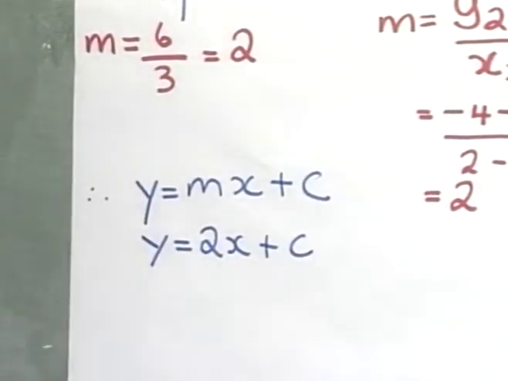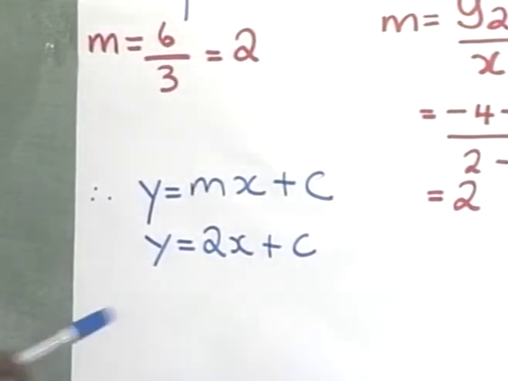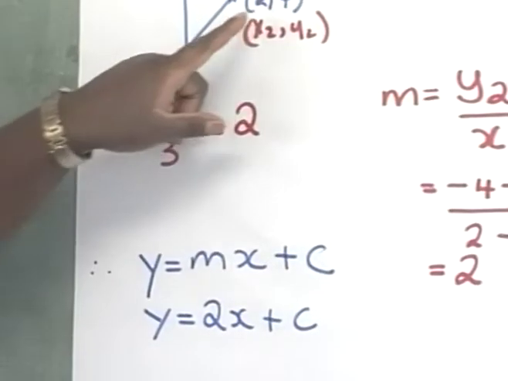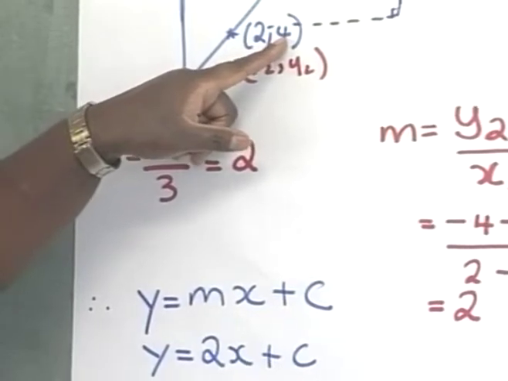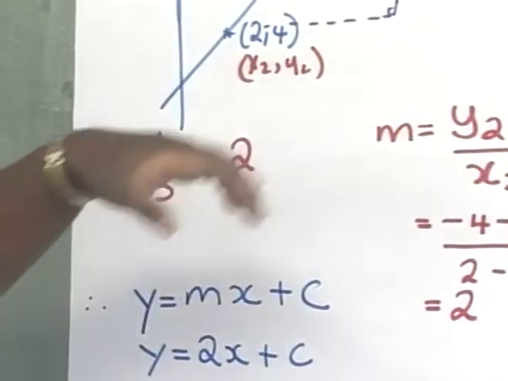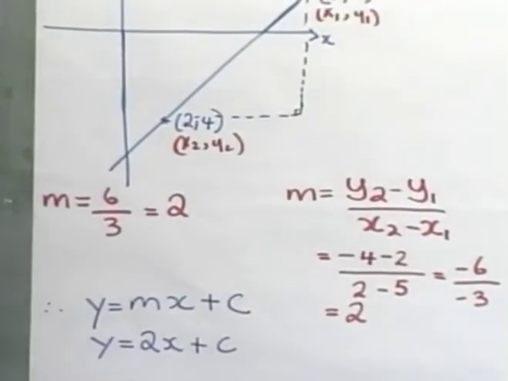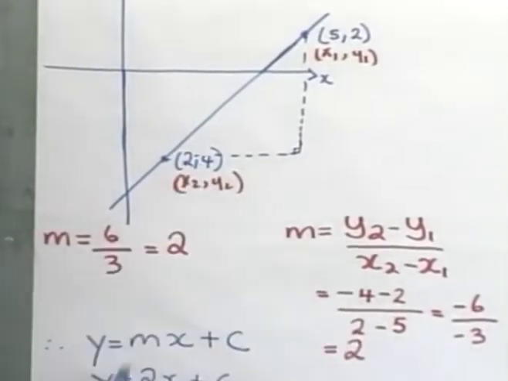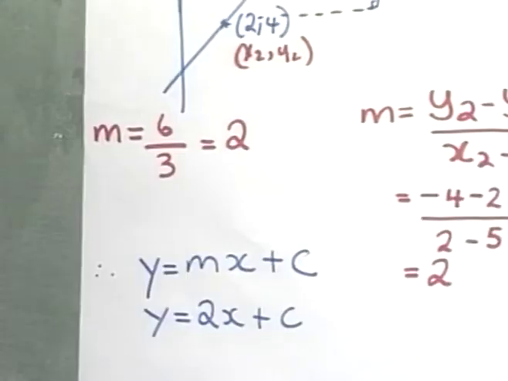And then I have to find the value for c, which is the y-intercept. And to do that, I have to use one of the points. Remember, coordinates always have one x coordinate and one y coordinate. Okay, I can either use (2, -4) or I can use (5, 2). I have to use one of them. And to do that, all I do is I substitute the y coordinate for y, and the x coordinate for x.